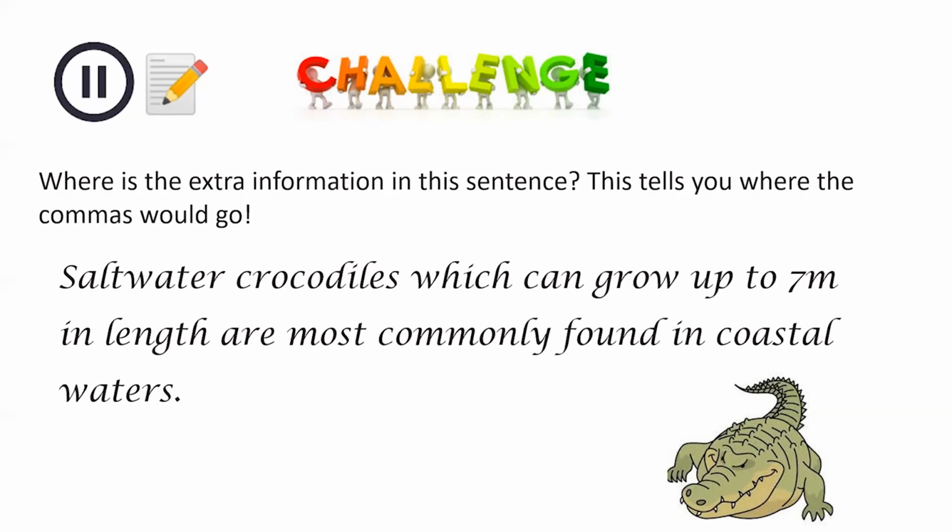So we've got saltwater crocodiles, which can grow up to 7 meters in length, are most commonly found in coastal waters. The extra information is which can grow up to 7 meters. If I read it without that, it should still make sense. Saltwater crocodiles in length, now that might make sense. Saltwater crocodiles are most commonly found in coastal waters. So the extra information that's been added in is which can grow up to 7 meters in length. So obviously that needs to go with the commas. But you see, when you read it, you need to make sure that it makes sense. I had to go back and reread it because I knew that when I'd left in length out, it wasn't making sense.